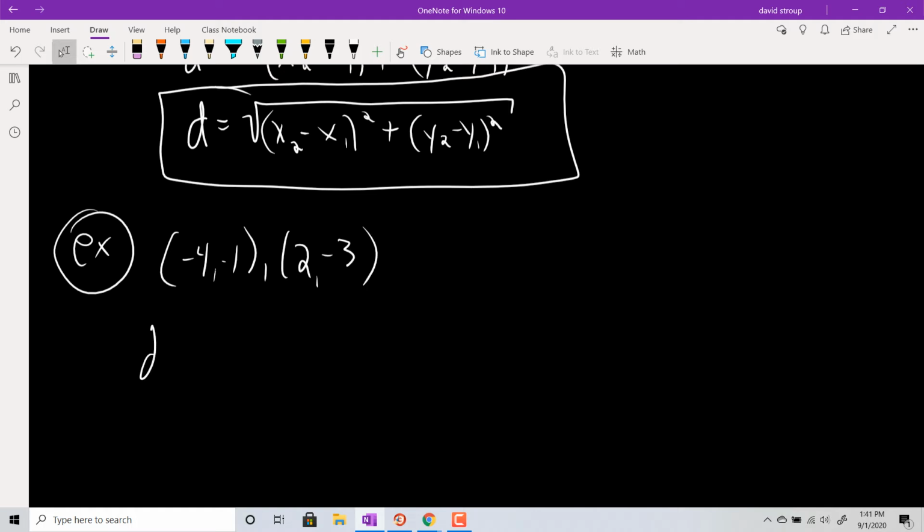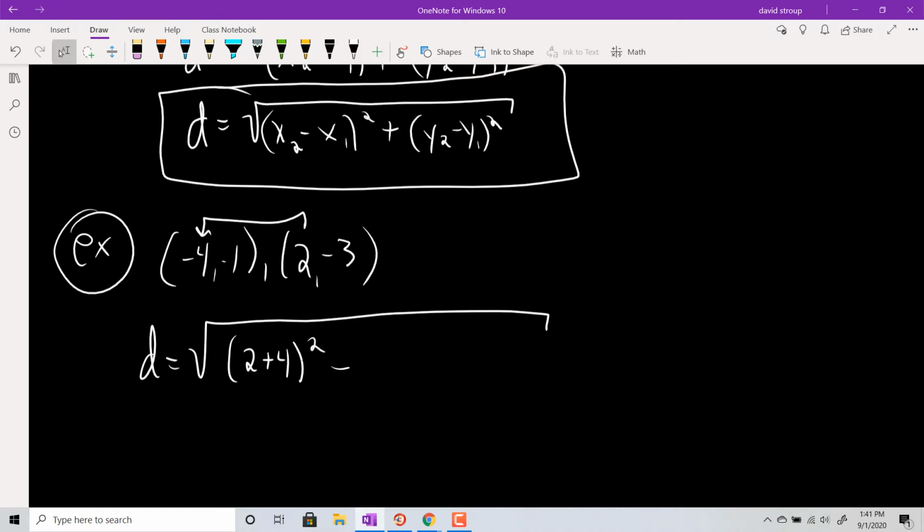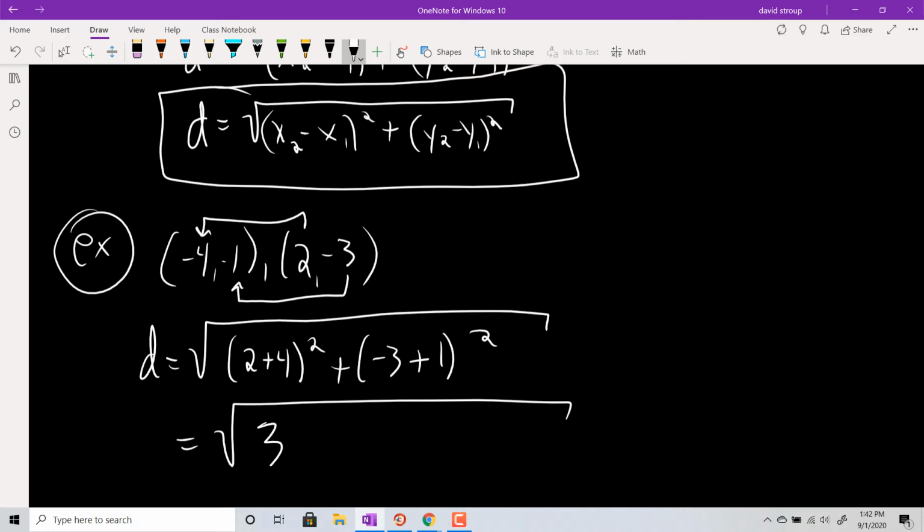Okay? So the distance will be the square root of x2 minus x1. So 2 minus -4 is plus 4 squared, and then plus -3 minus -1. So it would be -3 plus 1, ultimately. And then we could go square root of 6 squared is 36 plus 4 squared is 16. Well, sorry, that's -3 plus 1, that's 2. And then square it, that's 4. Sorry, I try to do too much in my head today. It's going to end up being 4. Okay? So that will be square root of 40.